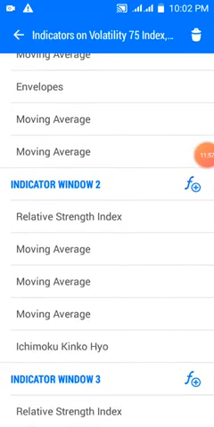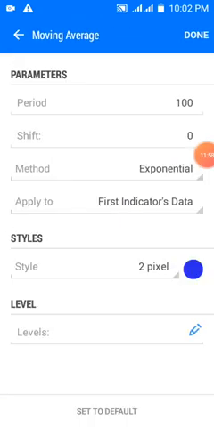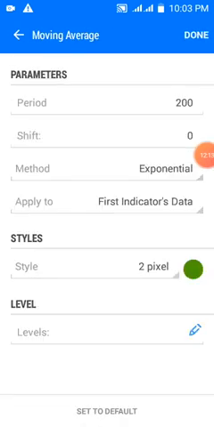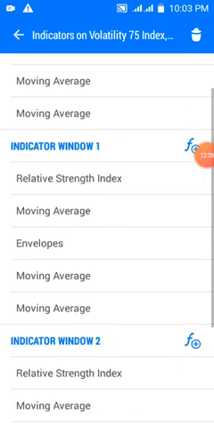We're still looking at indicator window 2. The next one is moving average 100 period. The method is exponential, applied to first indicator's data, and the color is blue. Still on indicator window 2, we have another moving average, 200 period. The method is exponential, applied to first indicator's data, and the color is green.